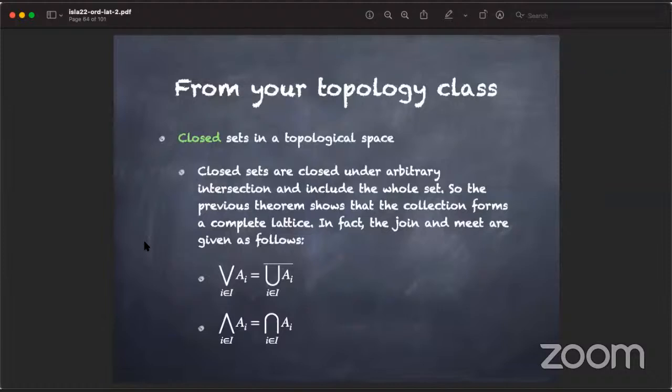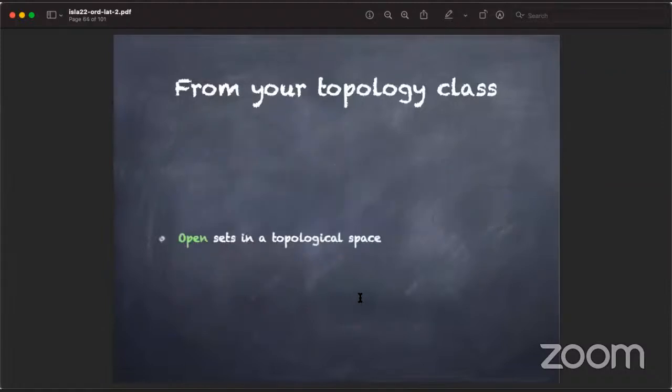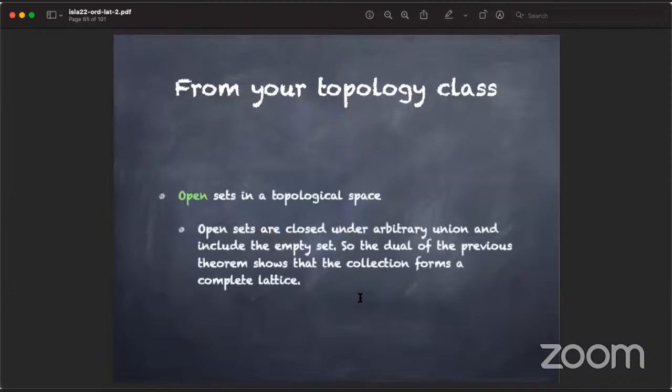Okay. Now, of course, the dual. What about open sets in a topological space? Our intuition tells us that they should also form a complete lattice, and they do. So we have that open sets are closed under arbitrary union and include the empty set. Of course you can have the equivalent condition with meet, and that will give you the dual condition of that theorem. The dual theorem will give you that open sets also form a complete lattice.